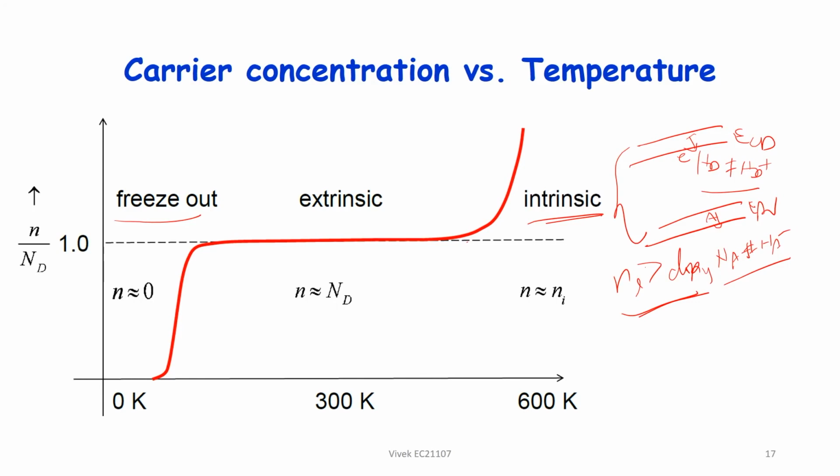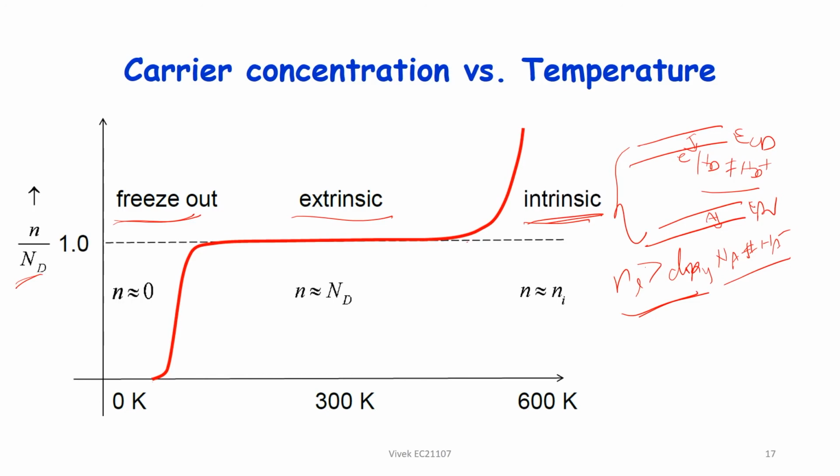At low temperature there is carrier freeze out, at the middle temperature it behaves like extrinsic, and again at high temperature it behaves like intrinsic, because intrinsic carrier concentration has increased. So you can see this plot, N by Nd, the dopant concentration. If you look at 0 Kelvin, there is a carrier freeze out. So again electron concentration is reduced.